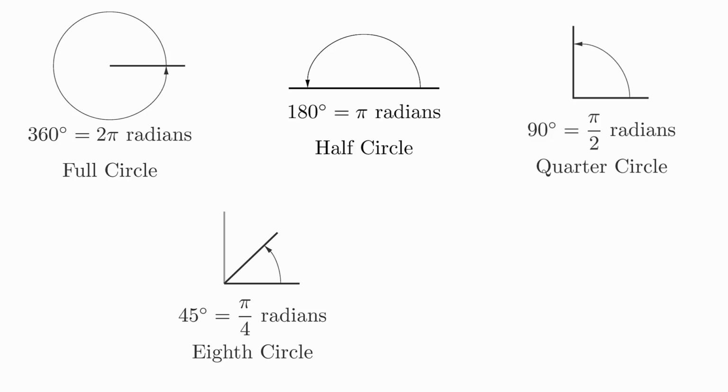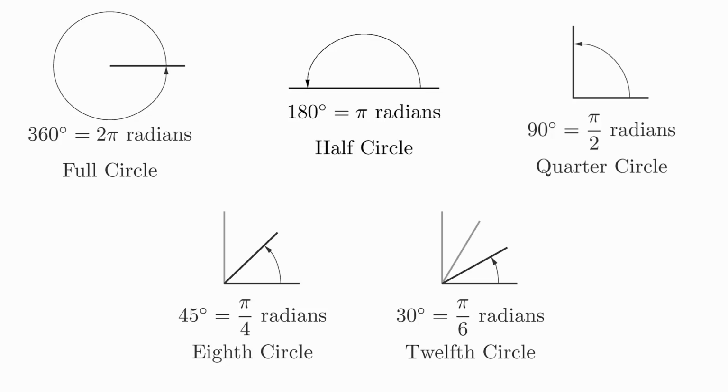If we return to the quarter circle and cut it into thirds, we will have a twelfth of a circle. These measure 30 degrees, or pi over 6 radians. The basic angles of 30 and 45 degrees, or pi over 6 and pi over 4 radians, can be used to construct the most important angles that we will encounter in this class by working our way back around the circle using multiples of these values.